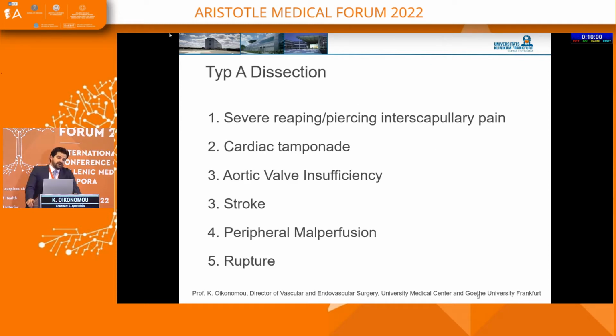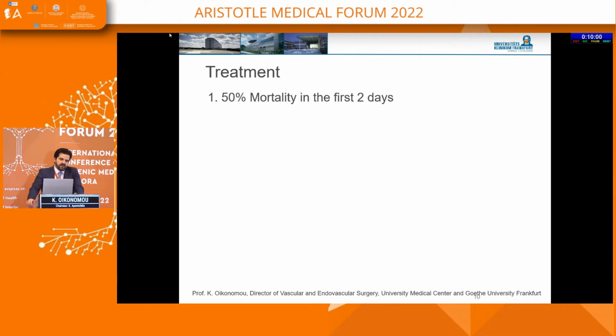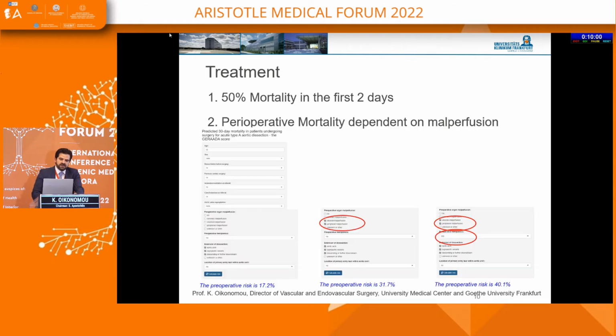So in the case of type A dissection, we have a multitude of possible clinical problems: cardiac tamponade, aortic valve insufficiency, stroke, peripheral malperfusion, or even rupture. And we have a very high mortality rate of about 50% in the first 2 days, with this perioperative mortality being affected clearly by the peripheral malperfusion.